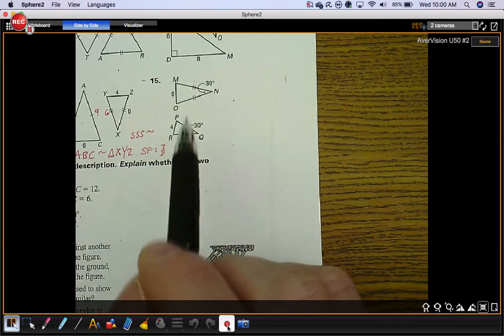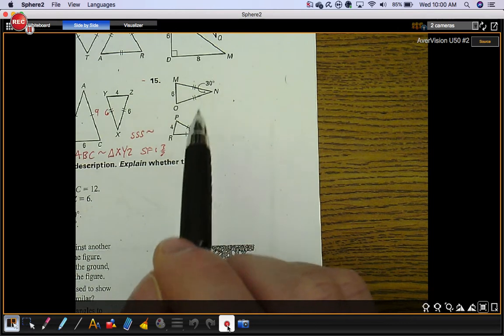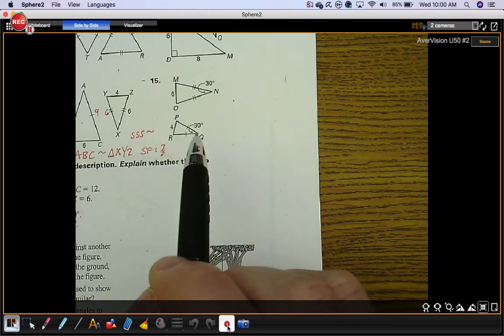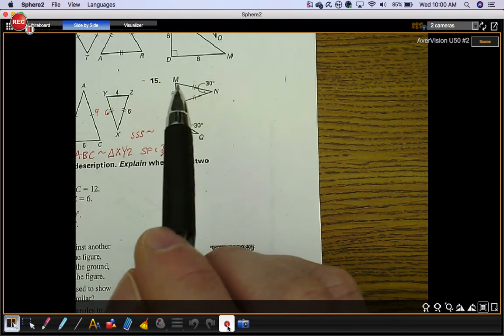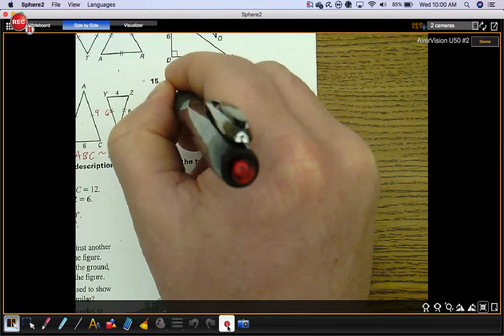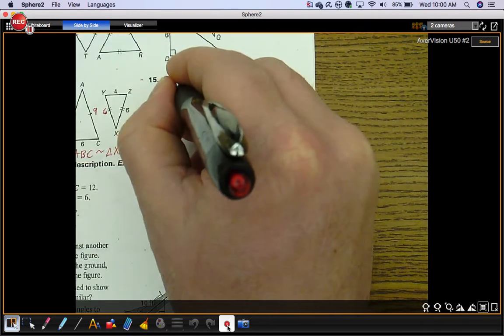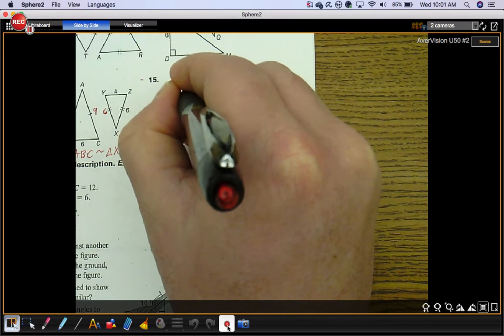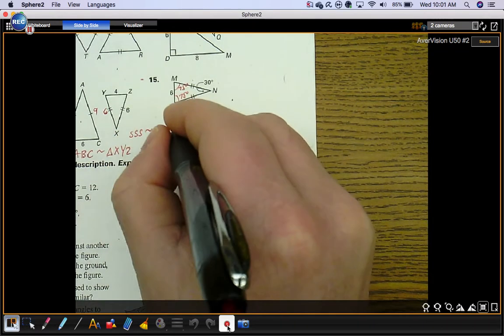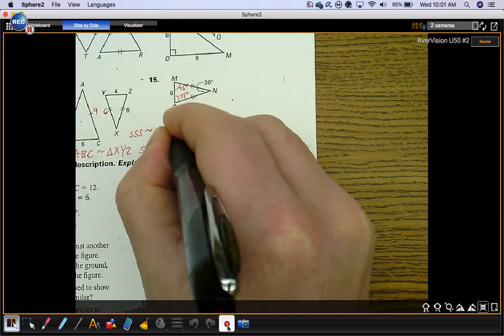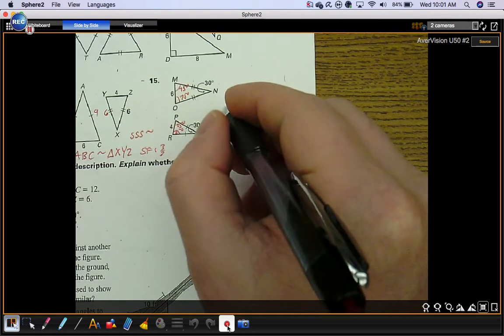Number 15, both triangles are isosceles, and the vertex angle in both of these triangles is 30. So that means you have 150 degrees left to use between those two angles. So both those angles are 75 degrees. Same thing with this one. These are both 75 as well. So they're similar by angle.